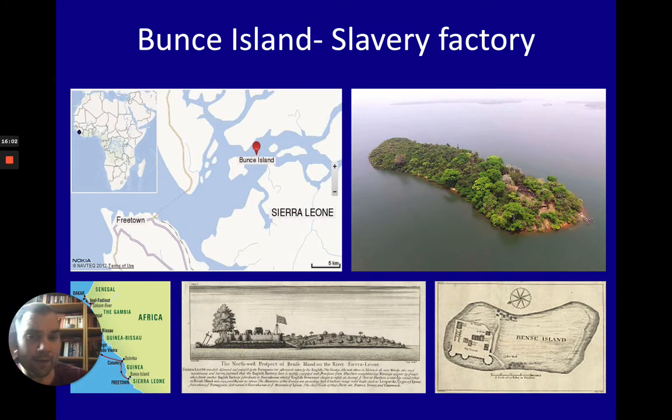Now, I'm going to upload a few clips onto YouTube in a moment, which will give you an idea of how the slave trade worked in Western Africa. One of the clips is by David Olusoga. It describes the slave factory of Bunce Island. So this is one of the islands where Africans would be taken in chains to await their extraction over to the colonies in the New World.